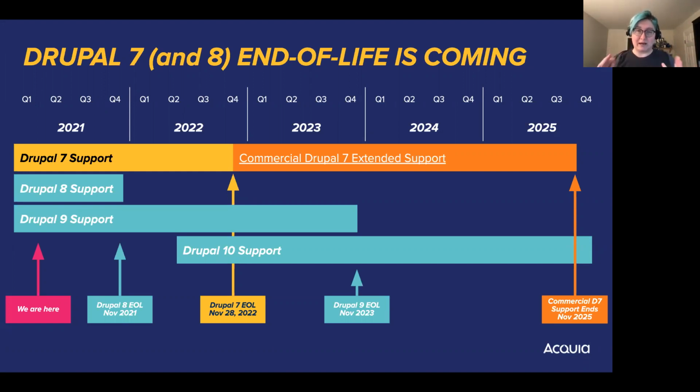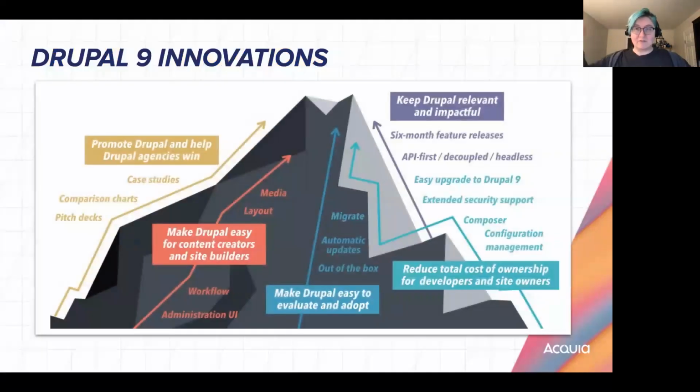The other thing I want to point out is if that date is scary to you, there are vendors, Acquia is one of them, but there are others, that provide commercial Drupal 7 extended support all the way until 2025. So, if you're on Drupal 7, we do want you to get off of Drupal 7 onto Drupal 9, because then you're going to get all this cool stuff that we've been working on for literally the past 10 years since Drupal 7 first came out.